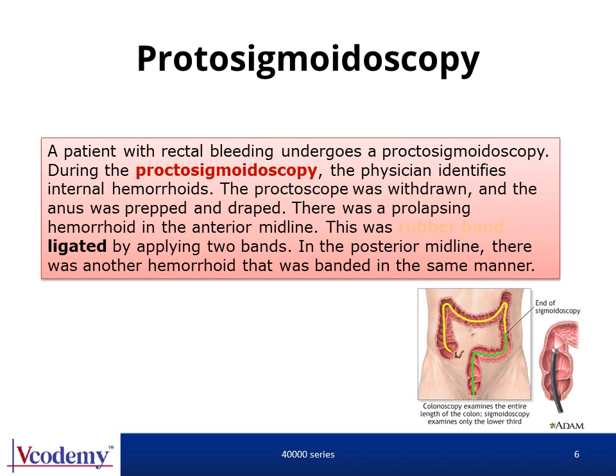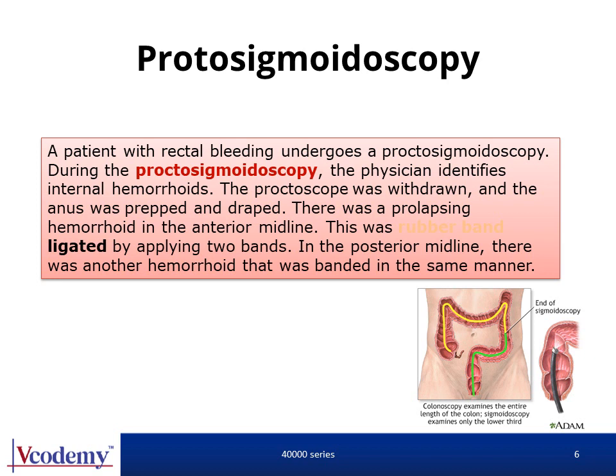So here in the picture you can see what a proctosigmoidoscopy is and where it ends. It starts in the rectum and then it ends with the sigmoid colon. It doesn't proceed fully to the splenic flexure, end of sigmoidoscopy. So this is a small minor procedure compared to colonoscopy. Colonoscopy examines the entire length of the colon. Sigmoidoscopy examines only the lower third. If you divide the colon into three parts, the last part.